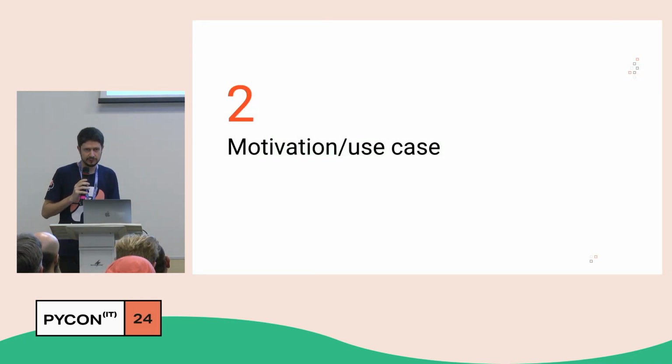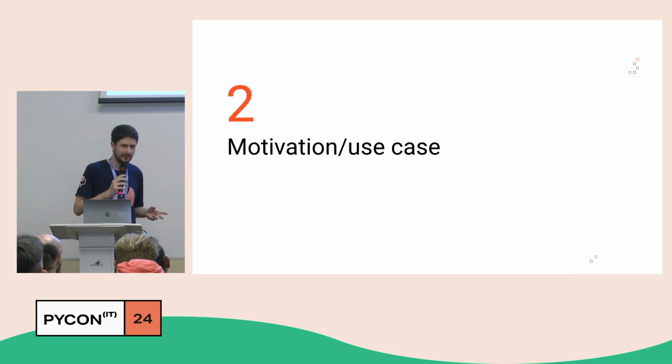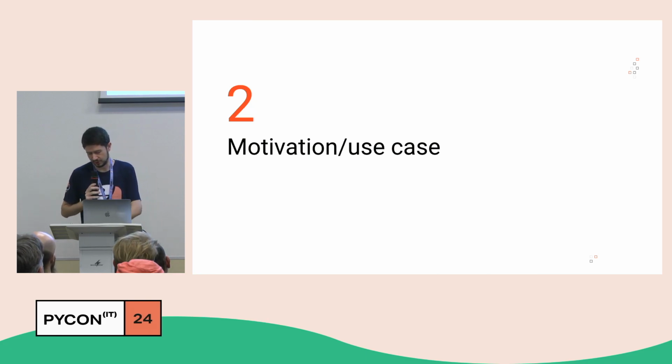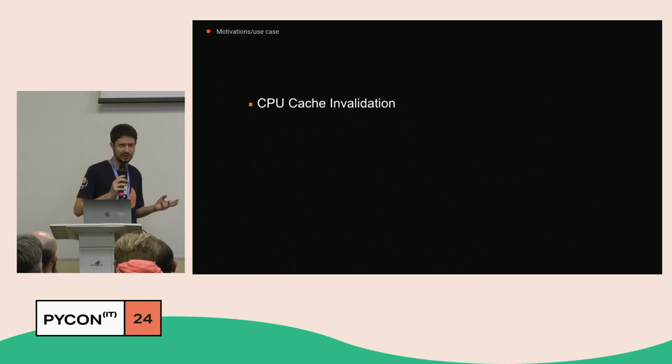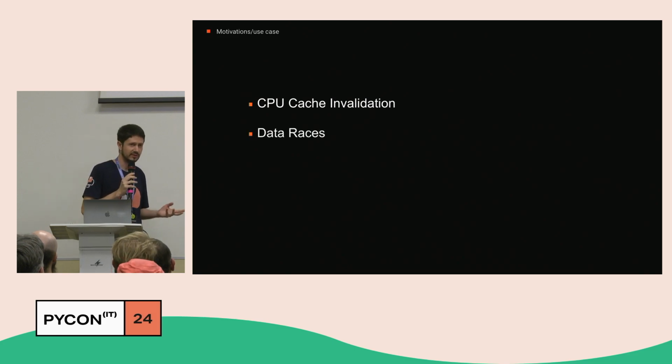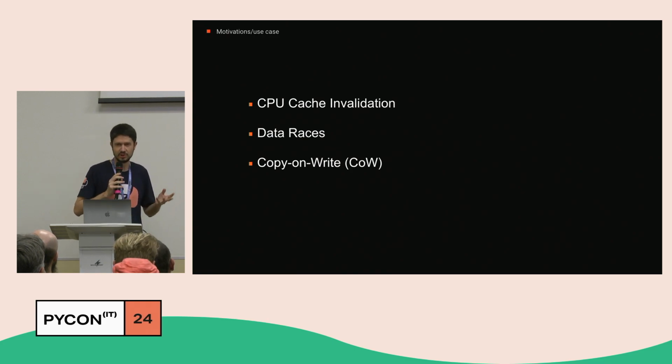All right, so after this brief introduction, let's talk about the PEP itself. PEP 683 was created by Meta inside Instagram, and they had 3 different reasons for creating this PEP. They had issues about CPU cache invalidation that they wanted to reduce. They also had issues about data race conditions that they wanted to avoid. And finally, they had issues about copy on write, or just COW, that they also wanted to avoid. So let's discuss each one of them individually.